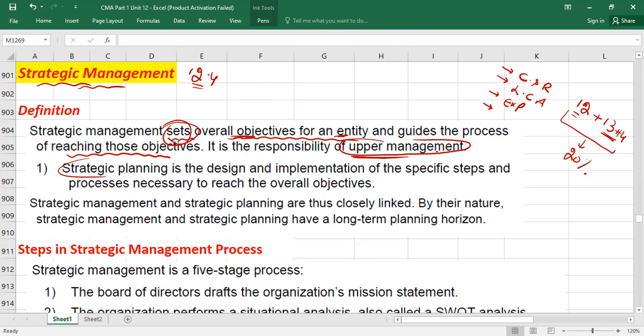But strategic planning, what is strategic planning? Strategic planning is the design and implementation of specific steps and processes necessary to reach the overall objectives. Like how we will accomplish the overall objective. Okay, what are the specific steps we can take? That will be part of strategic planning.